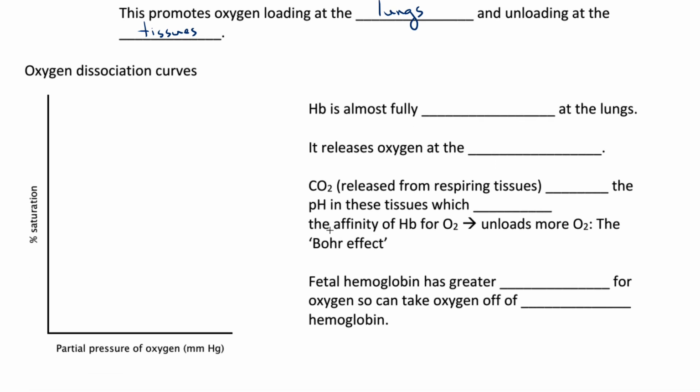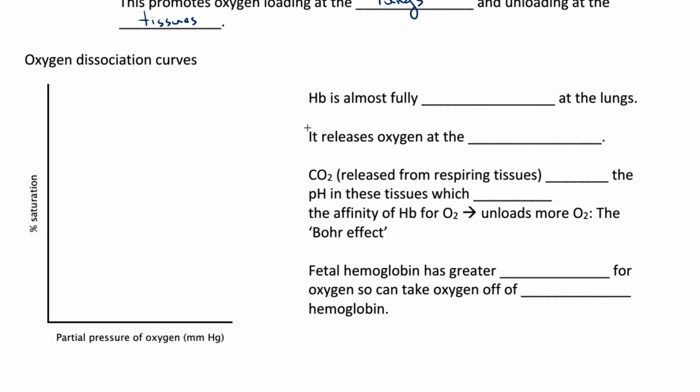Now let's look at what are called oxygen dissociation curves. And these are graphs that have partial pressure of oxygen on the x-axis and the resulting saturation of hemoglobin, or how full hemoglobin is, on the y-axis.